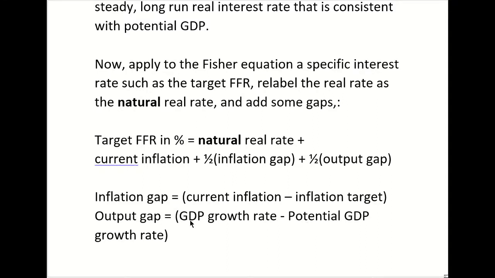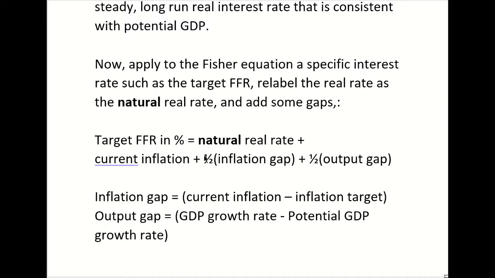When the growth rate of actual GDP is above potential, this output gap is positive, and that's going to lead to a higher target Fed funds rate. And the way to interpret that is the Fed is trying to cool the economy when we're above potential. So when this output gap is positive, the Fed is trying to raise interest rates to cool the economy down. When the inflation gap is positive, that means inflation is above what the Fed wants it to be, and the economy is overheating, and the Fed will increase the target Fed funds rate appropriately.